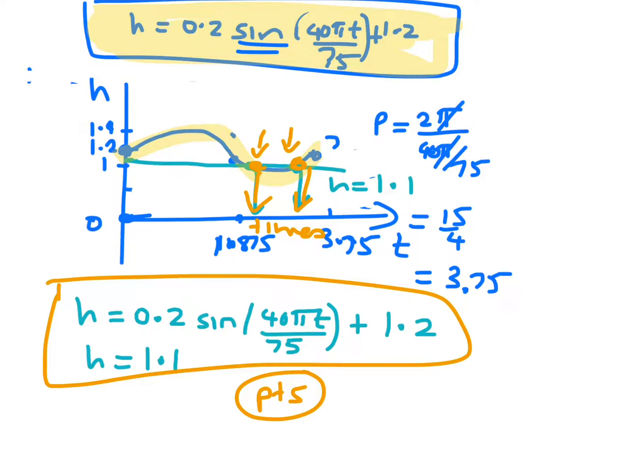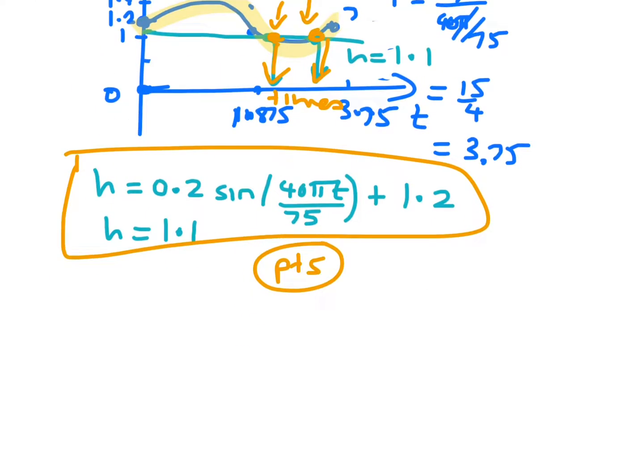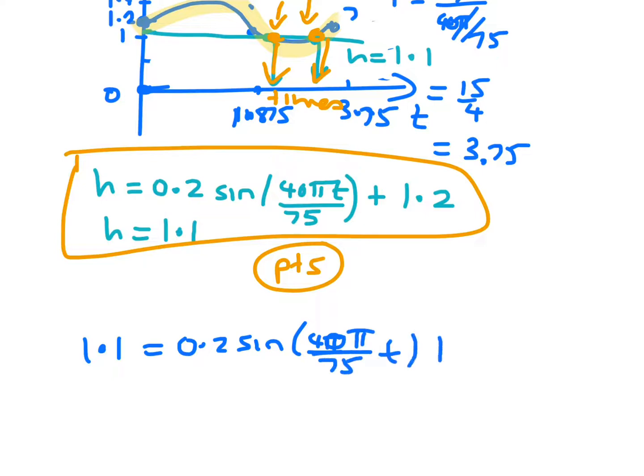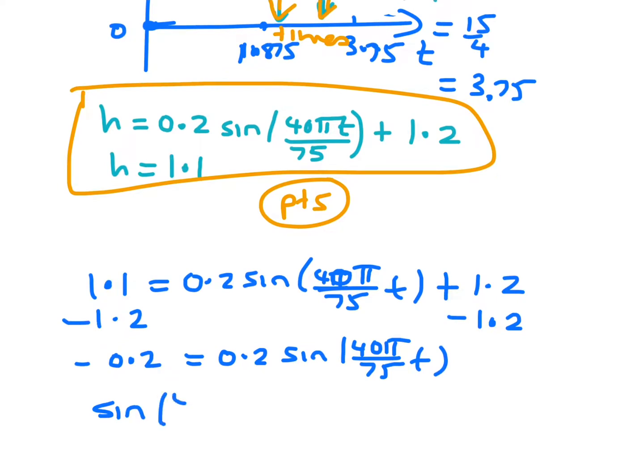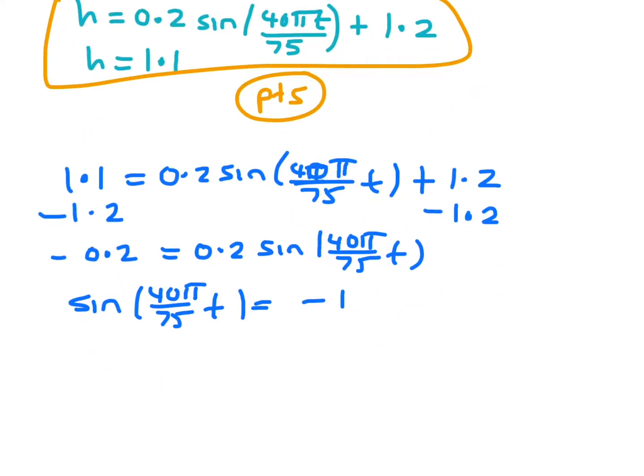So let's just look at the algebraic solution to this. So if I put in 1.1 there, and that's 0.2, and that's sine 40 pi on 75t plus 1.2. If you minus 1.2 on both sides, you get minus 0.2 here, and you get 0.2 sine of 40 pi on 75t. Then that means that sine 40 pi on 75t will equal minus 1. Okay, so where is sine equal to minus 1?